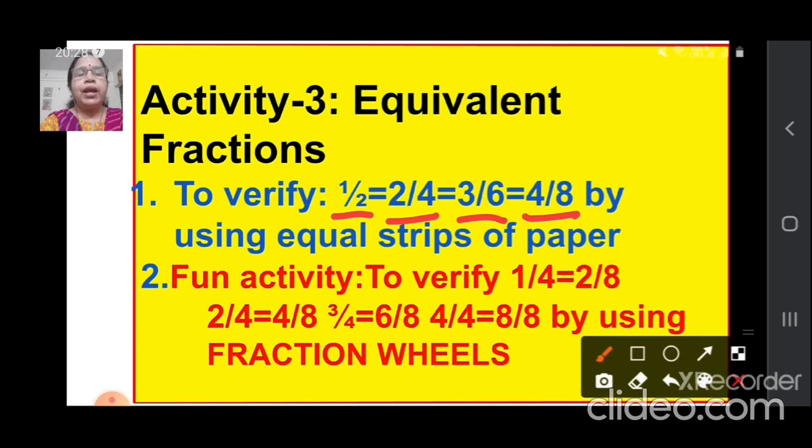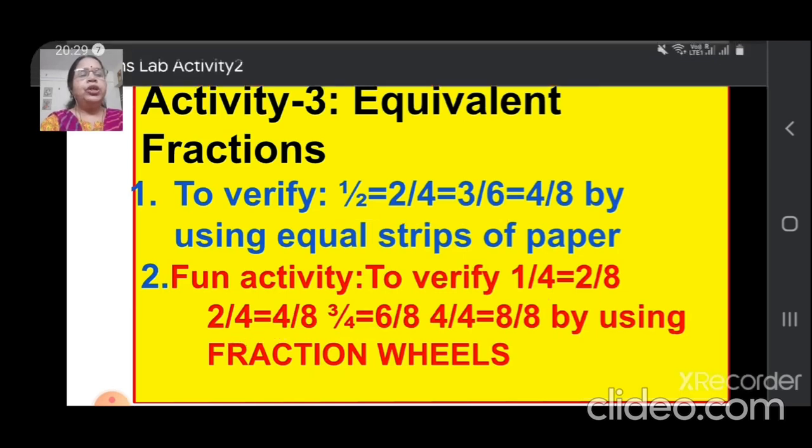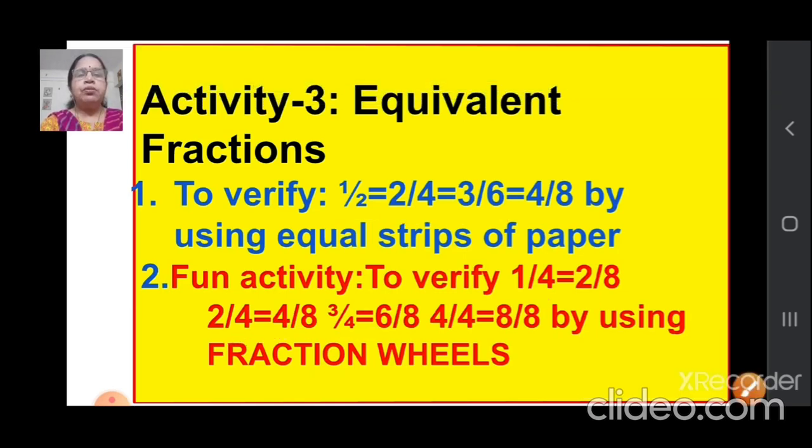In the second part of the activity, we will perform an activity which is a fun activity. And here also we will verify that 1 upon 4 is equal to 2 upon 8, 2 upon 4 is equal to 4 upon 8, 3 upon 4 is equal to 6 upon 8 and 4 upon 4 or 8 upon 8 represent a whole. This activity we are going to do by using fraction wheels. Let's watch this video to understand.